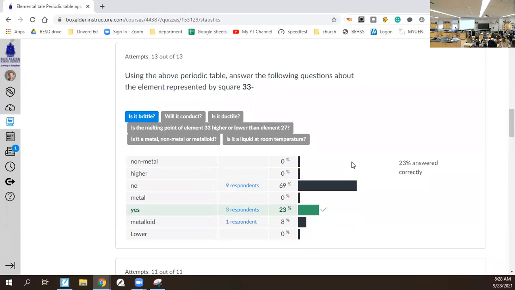But then here we are again. Which one's square 33? I'm hearing arsenic. Anyone against that vote? Anyone for that vote? No, okay, I guess Aubrey's standing alone on here. Diego, do you have an idea of which 33 is going to be? Yeah, As. Okay, so we've got 2 votes for arsenic.